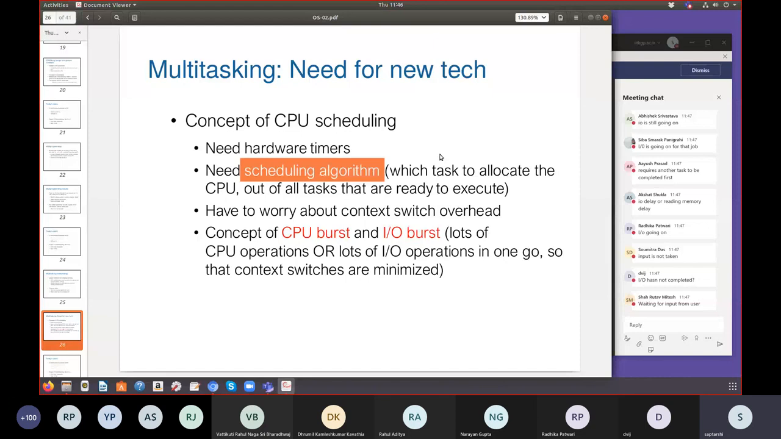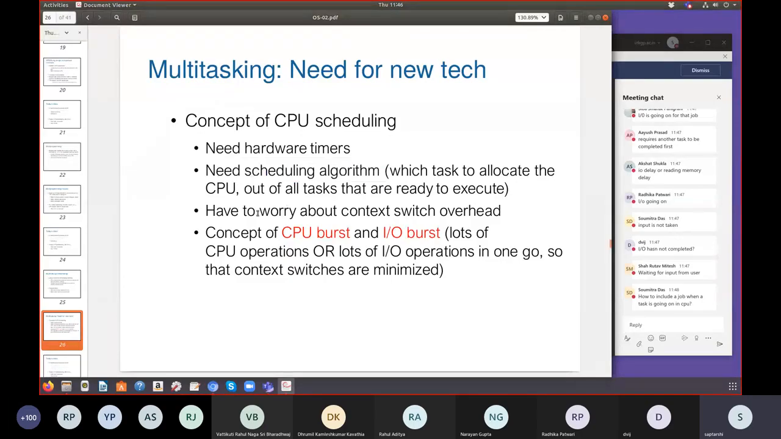Okay, so again, we are building a more complex system, and a much more efficient system, but for that we have to keep track of many complexities. We need a hardware timer. We have to do some bookkeeping to remember which jobs are ready and which are not. Then we need a scheduling algorithm to allocate the CPU to one job which is ready.